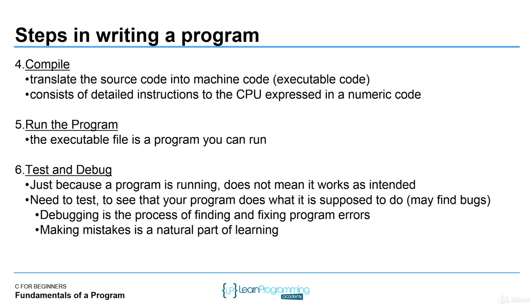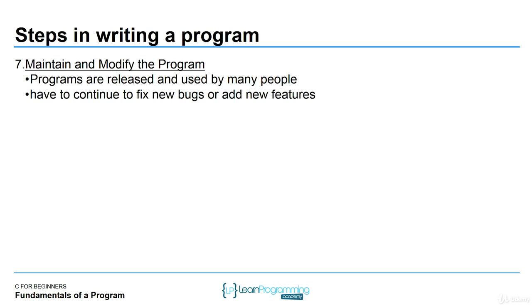And that's what we're going to do in this class. I'm not just going to show you the correct way to do things. I'm going to show you the wrong way to do things, and then you're going to see why this is wrong. The last step is maintenance. This is when the programs are released and then used by many people, but still may have bugs. So for example, when Windows 10 is released, you'll notice that it still has bugs or still crashes.